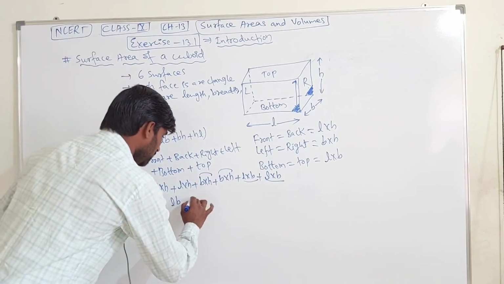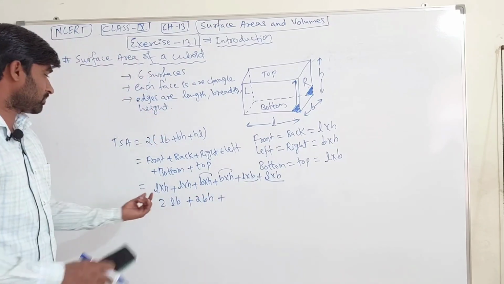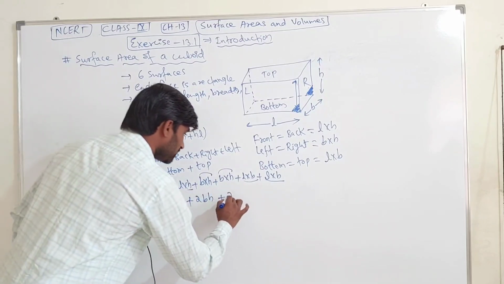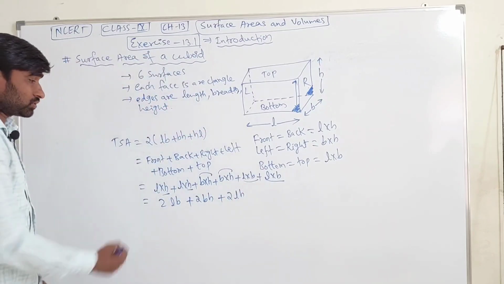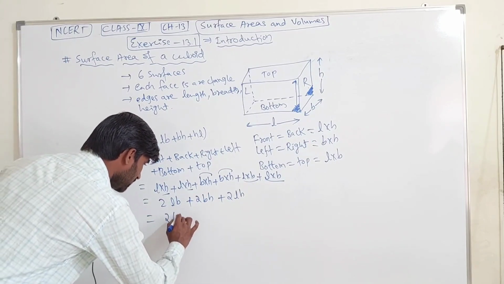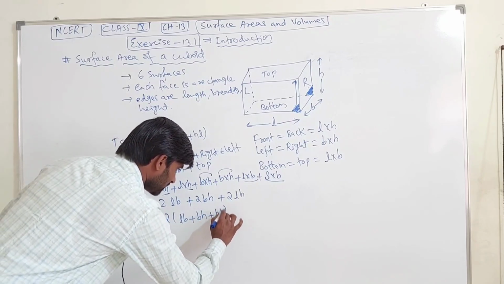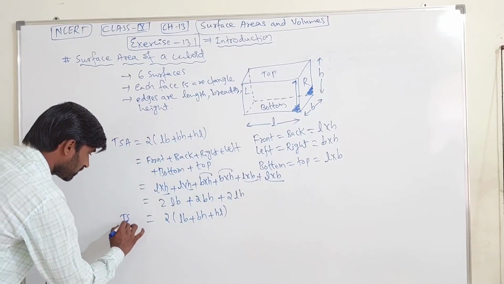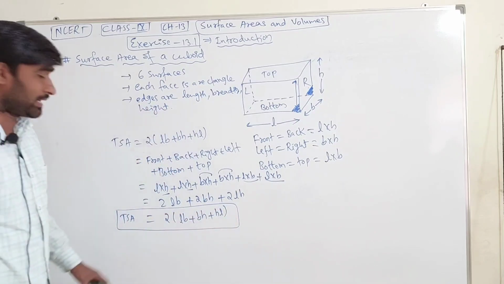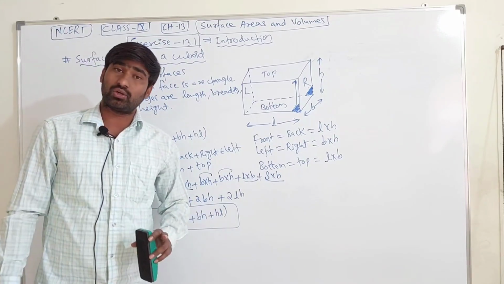So we can write 2 times breadth height plus length into height also 2 times repeating. So again we can write 2 times length into height. Now in these 3 terms the 2 is common, so take it outside, we will get 2 times length breadth plus breadth height plus height length. So this is the total surface area of a cuboid: 2 times length into breadth plus breadth into height plus height into length.